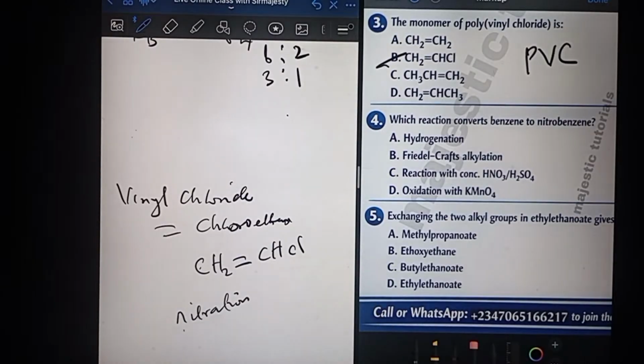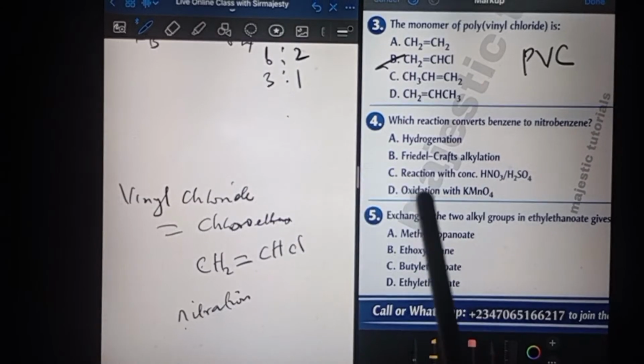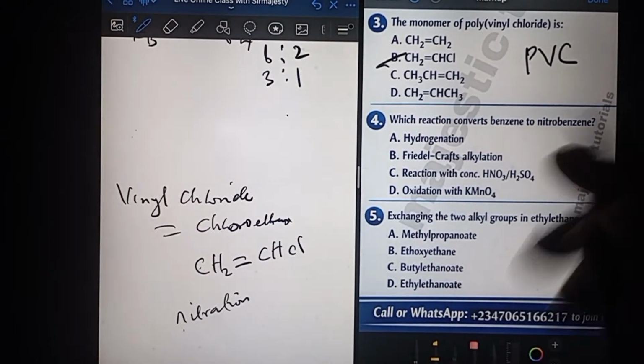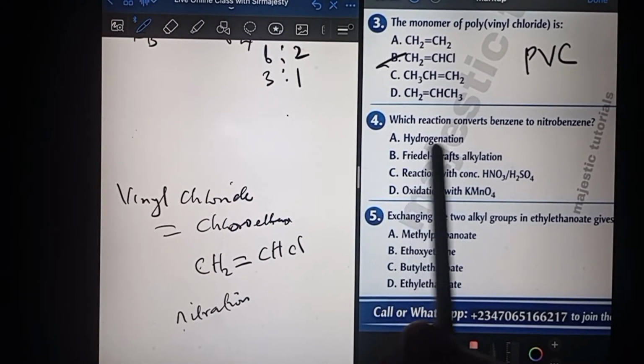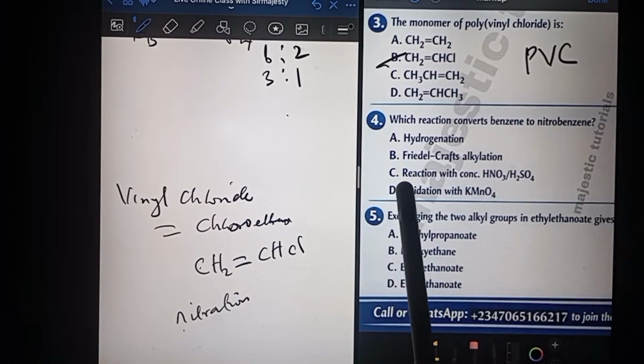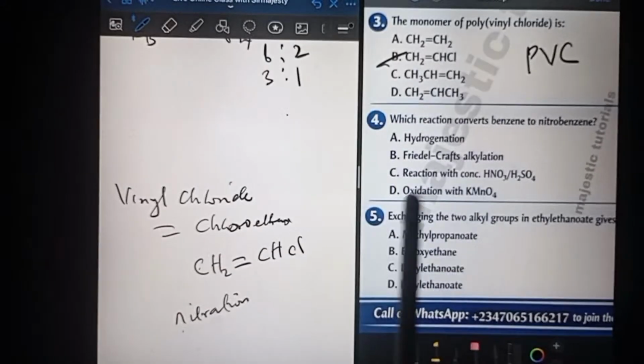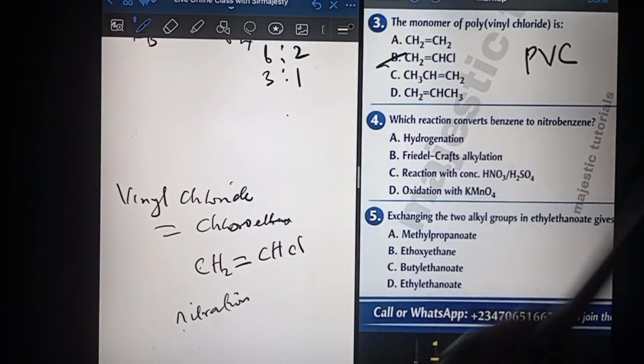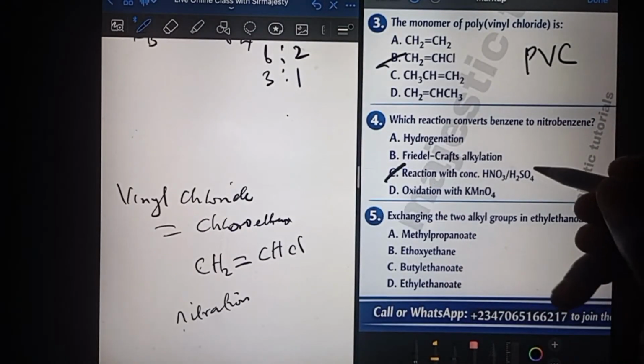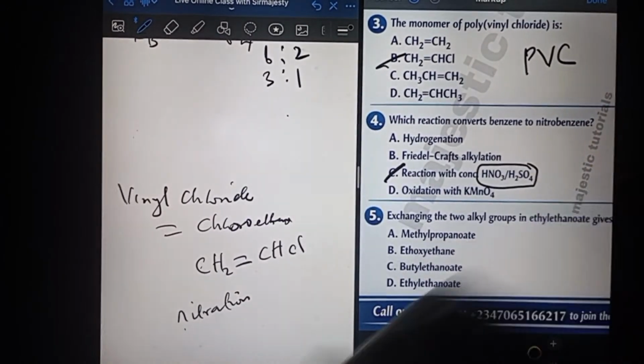Nitration of benzene converts benzene to nitrobenzene. So in this case, hydrogenation doesn't do that. Then Friedel-Crafts alkylation, no, it doesn't do that. Then reaction with concentrated acid, yes, of course. This acid mixture is what we call nitrating mixture.